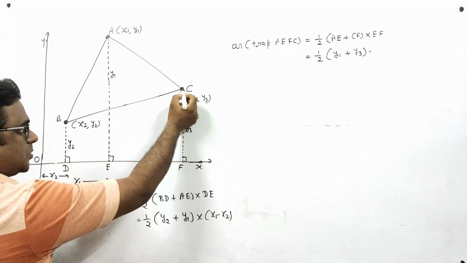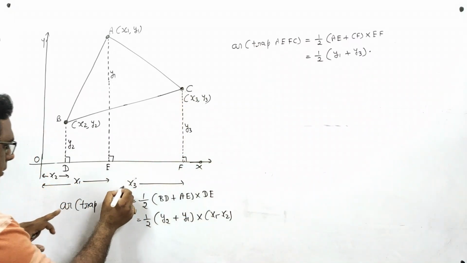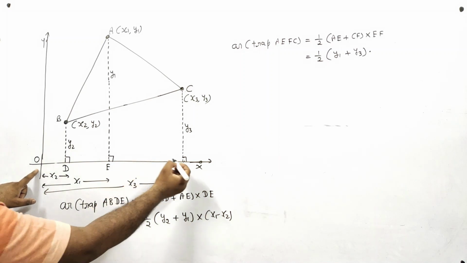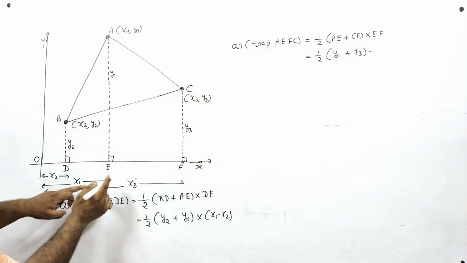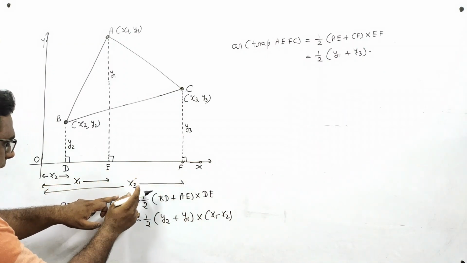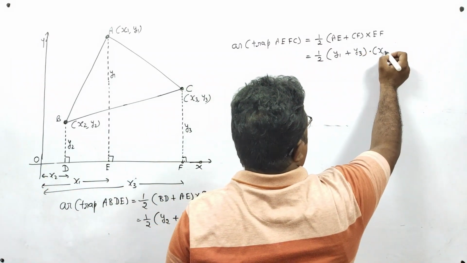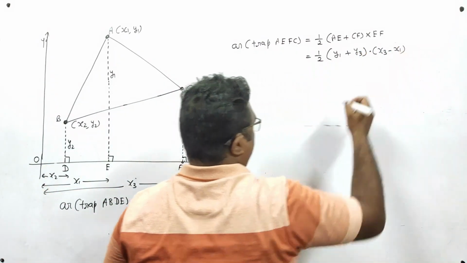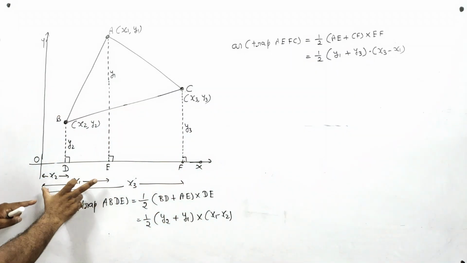See, the coordinates of these points are x3, y3. So this is x3, from the origin up to point F. And from x3, if I subtract x1, then this much part will be left, x3 minus x1. So in place of EF, x3 minus x1 will come. EF means x3 minus x1.